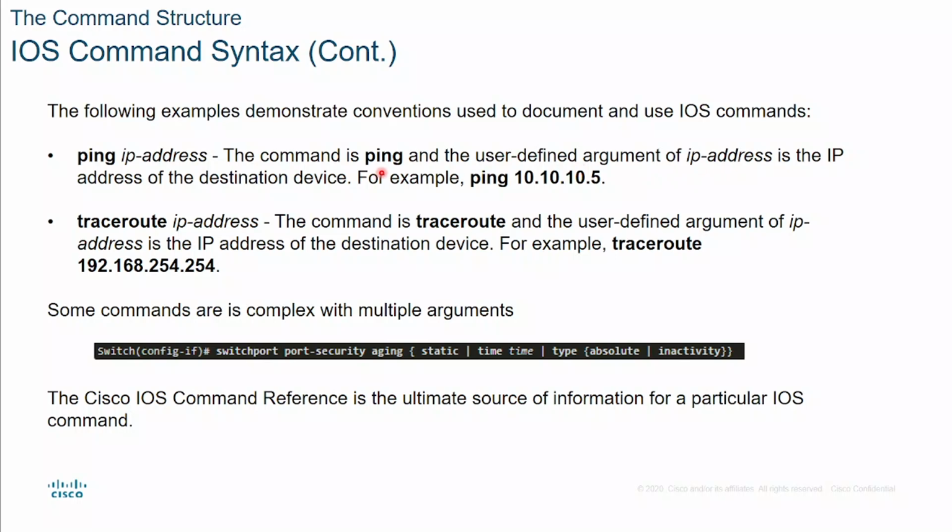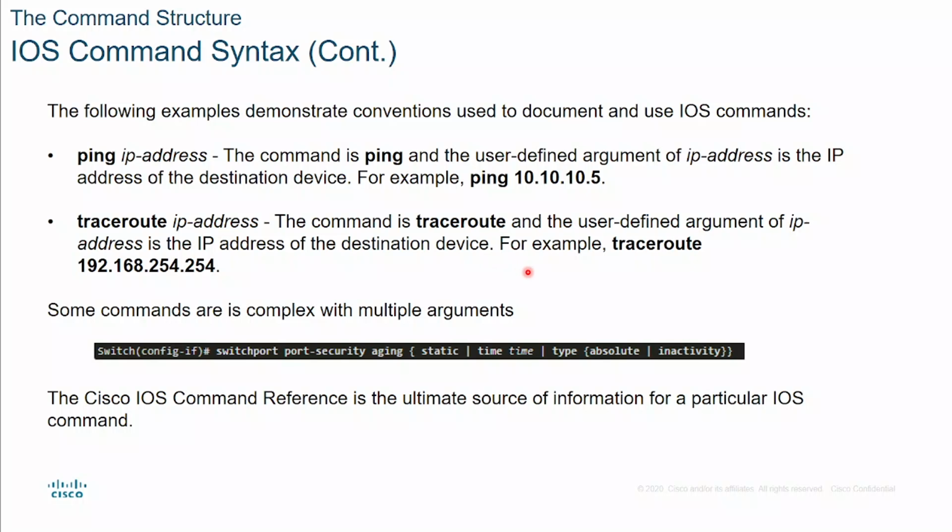So the IP address here is the IP address of the destination device. So for example, ping 10.10.10.5. Now let's look at trace route. Now, trace route IP address. So the command there is trace route, and the user-defined argument is the IP address. So for example, say trace route 192.